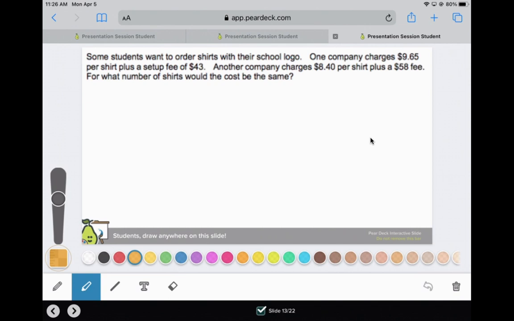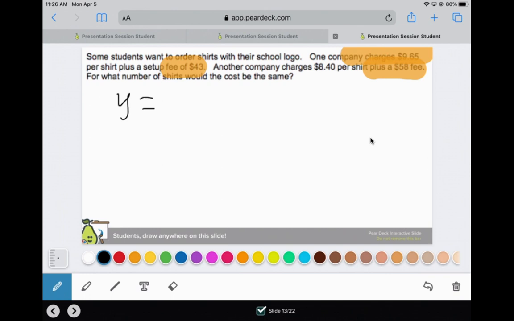So for this one, it's the setup fee, right? If you think about it, there's a fee, there's another fee, and then you have something charged per shirt, per hour. There's a keyword in there. So I know this one is a slope intercept, blank plus. And now I just have to fill that in. So I'm on slide 13 right now.